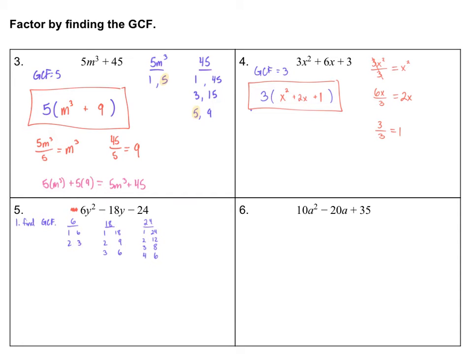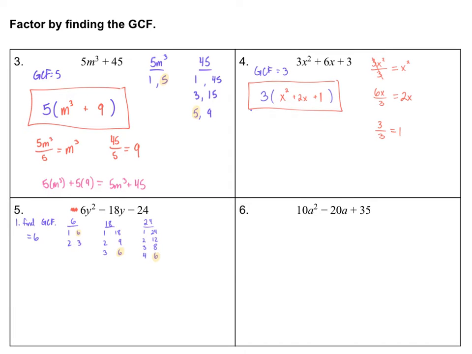So I have a y squared, a y, and no y's. So I can't take a y out. So my GCF is only going to be a number. And I see a 6, a 6, and a 6. So my GCF is 6.